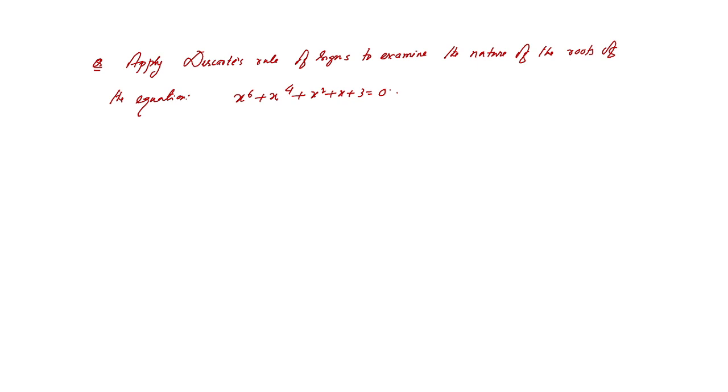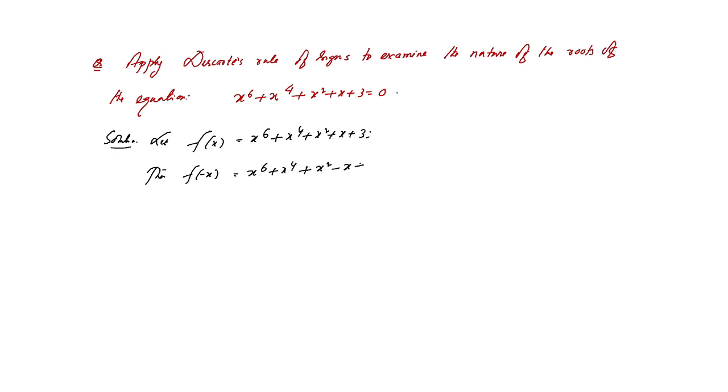It has 6 roots that may be real or complex by the fundamental theorem of classical algebra. But we need to check how many positive roots, how many negative real roots, and how many complex roots are present. So now we move stepwise. Our first step is to write f(x). Let f(x) equals x to the power 6 plus x to the power 4 plus x square plus x plus 3. And then you will write f of minus x. This will be the first step. So that will be x to the power 6, x to the power 4, minus x whole square, x square, that will be minus x plus 3.